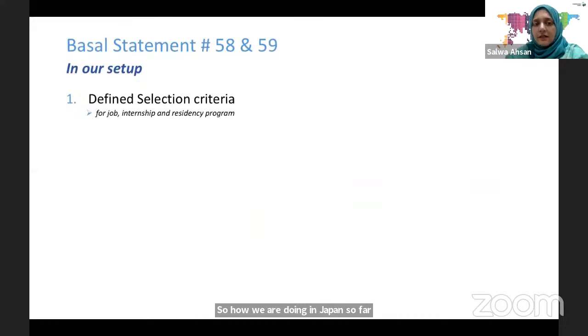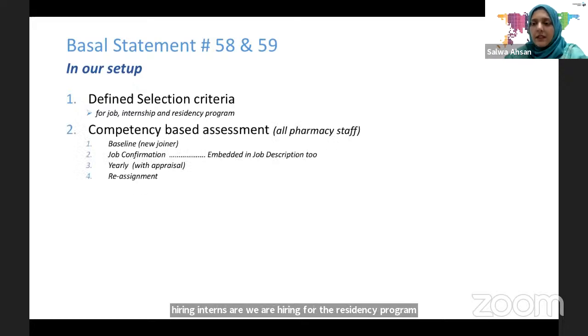First of all, keeping Basel Statements 58 and 59 in perspective, we have a defined selection criteria, be it for a job, if we are hiring a pharmacist, or hiring interns, or hiring for the residency program. We have a properly documented criteria for their entry. Sometimes we do take tests for formal assessment. For example, in the residency program and in induction as a clinical pharmacist, the candidate has to clear the assessment test in order to be selected for the interview and to be finalized as the selected candidate.